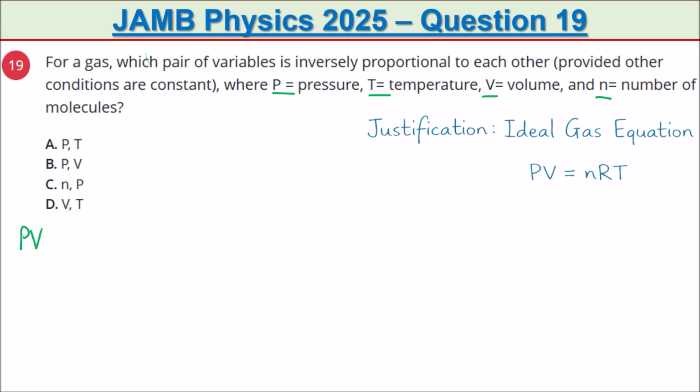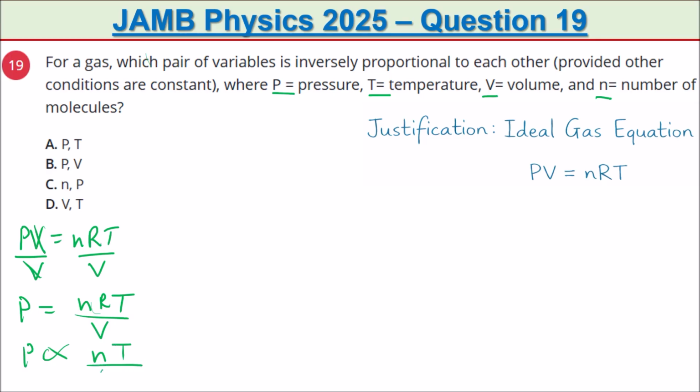So we have PV equals nRT. Let's divide both sides by V so that we make pressure of the gas the subject of the formula. We'll have P equals nRT over V. This is the same as, if we remove the constant of proportionality, which is the gas constant, P is directly proportional to nT and inversely proportional to V.